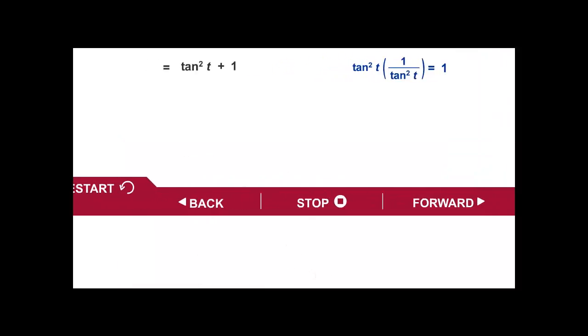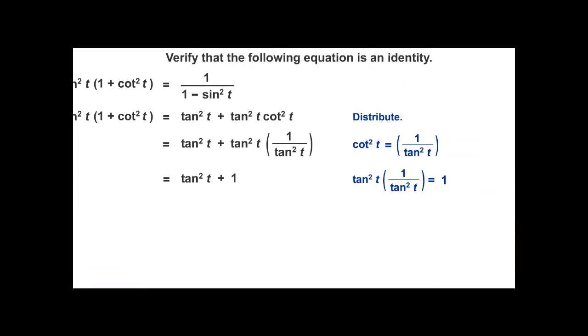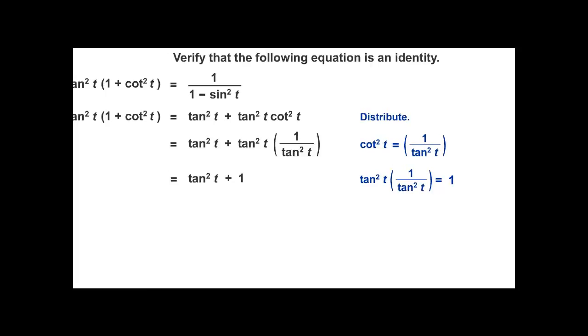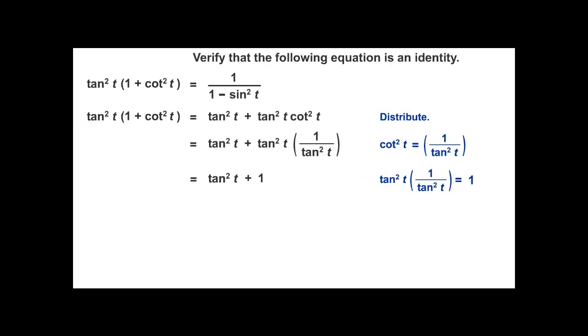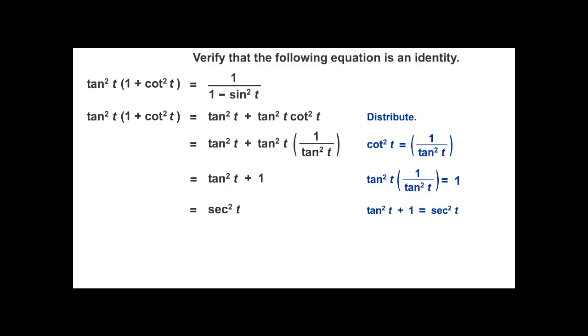We use a direct substitution from the fundamental identity, the sum of the square of the tangent of t and 1 equals the square of the secant of t. We're almost there. Next, we'll use the definition of secant. Secant t is the reciprocal of cosine t, so the square of secant t equals 1 over the square of cosine t.